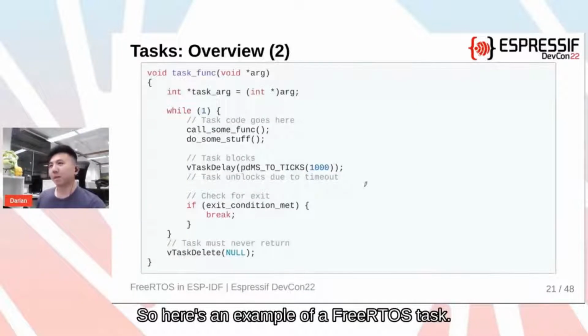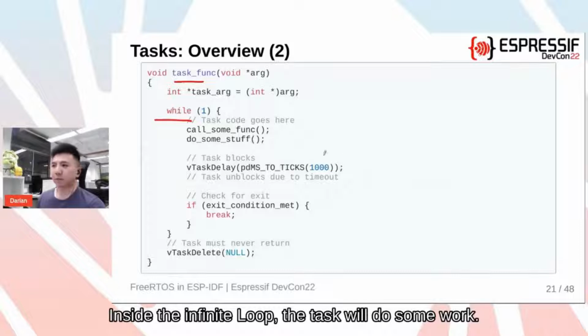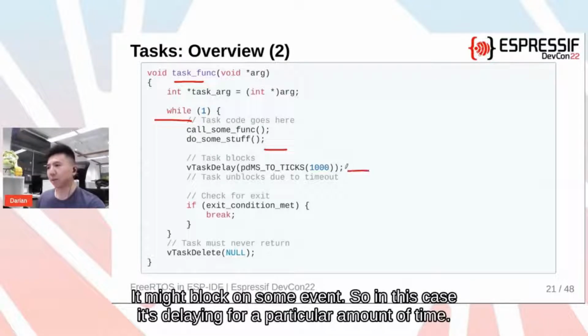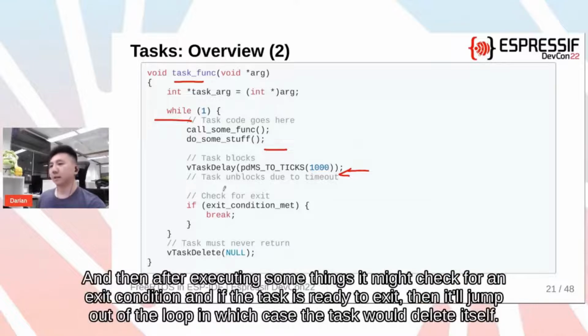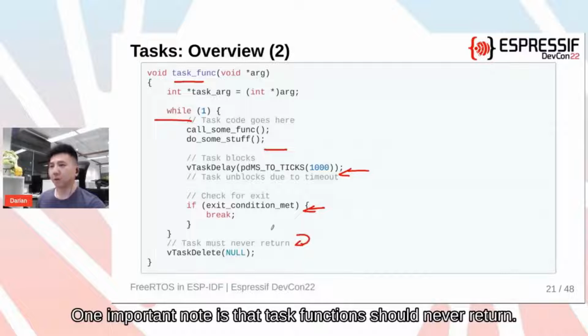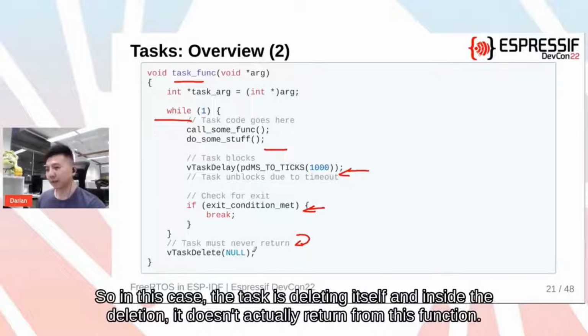So here's an example of a FreeRTOS task. Tasks are implemented inside functions, and these functions usually contain an infinite loop. Inside the infinite loop, the task will do some work. It might block on some event. So in this case, it's delaying for a particular amount of time. After it delays, the task enters the blocked state. And then after executing some things, it might check for an exit condition. And if the task is ready to exit, then it'll jump out of the loop, in which case the task would delete itself. And one important note is that task functions should never return. So in this case, the task is deleting itself, and inside the deletion, it doesn't actually return from this function.